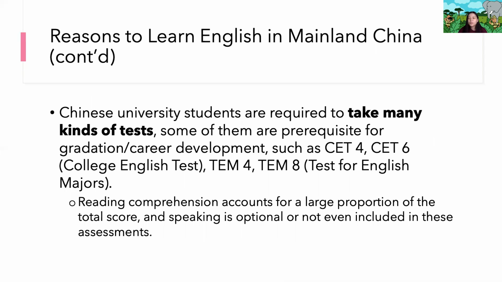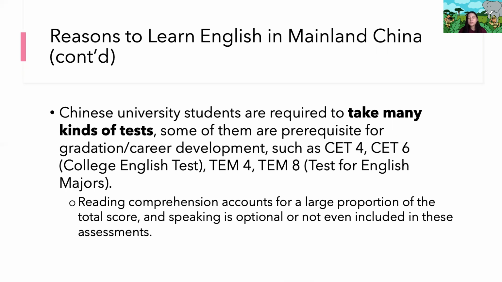But for students specifically, one of the major reasons to learn English is to pass different tests. Starting from elementary school, there is a secondary entrance exam that includes an English subject, as well as the high school entrance exam and college entrance exam. All these high-stakes assessments will have an English subject.